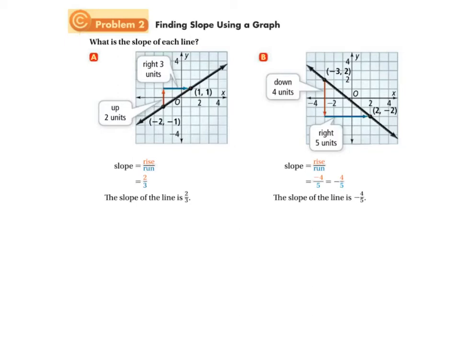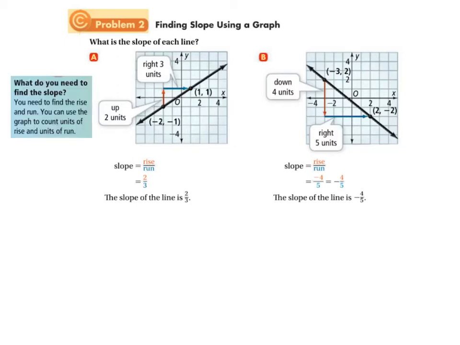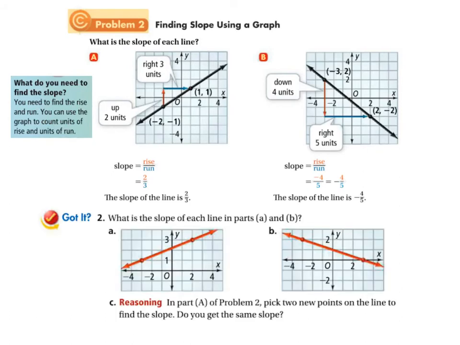And by the way, what do we need to find slope? We need the rise and the run. How much do you change vertically over how much do you change horizontally? So here's your got it problem. Give it a shot.